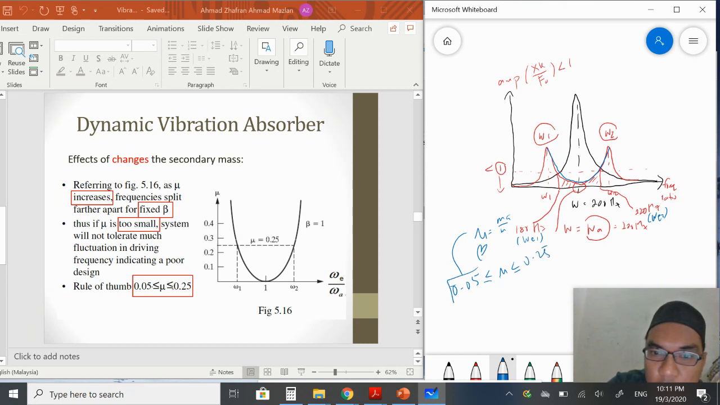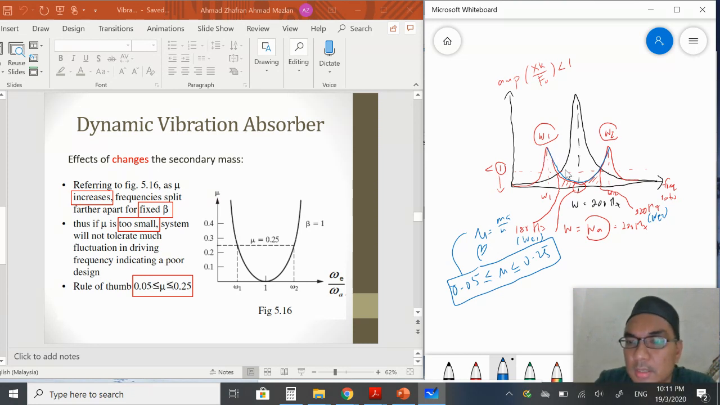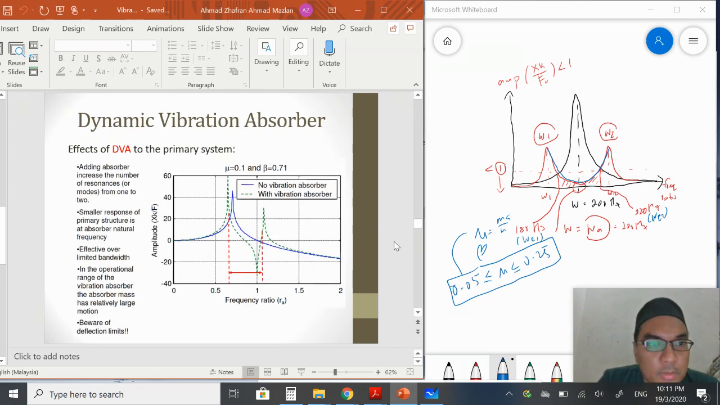So this is the rule of thumb to make your DVA effective. When you want to design your DVA, the MA must be designed, you know your primary mass, right? Then you want to design the MA, it must be in this range basically. Okay.